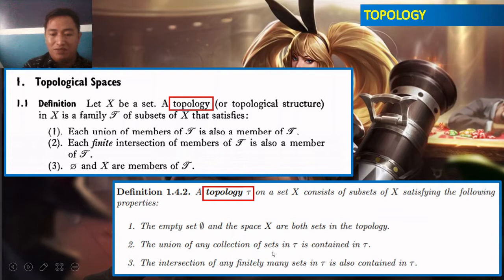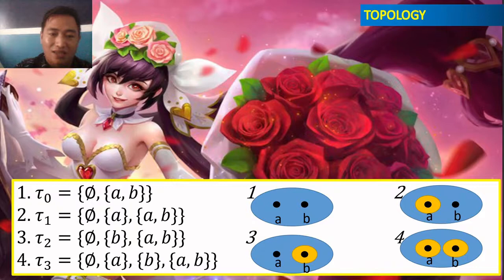So, muna siya nga. Pwede siya infinite class ang union, no? Okay, next. The intersection of any finitely many sets. Mga intersection, yung mga finite intersection lang sa members sa tau. Also, element po siya dapat sa tau. Okay. So, example. Para maklaro din siya class.